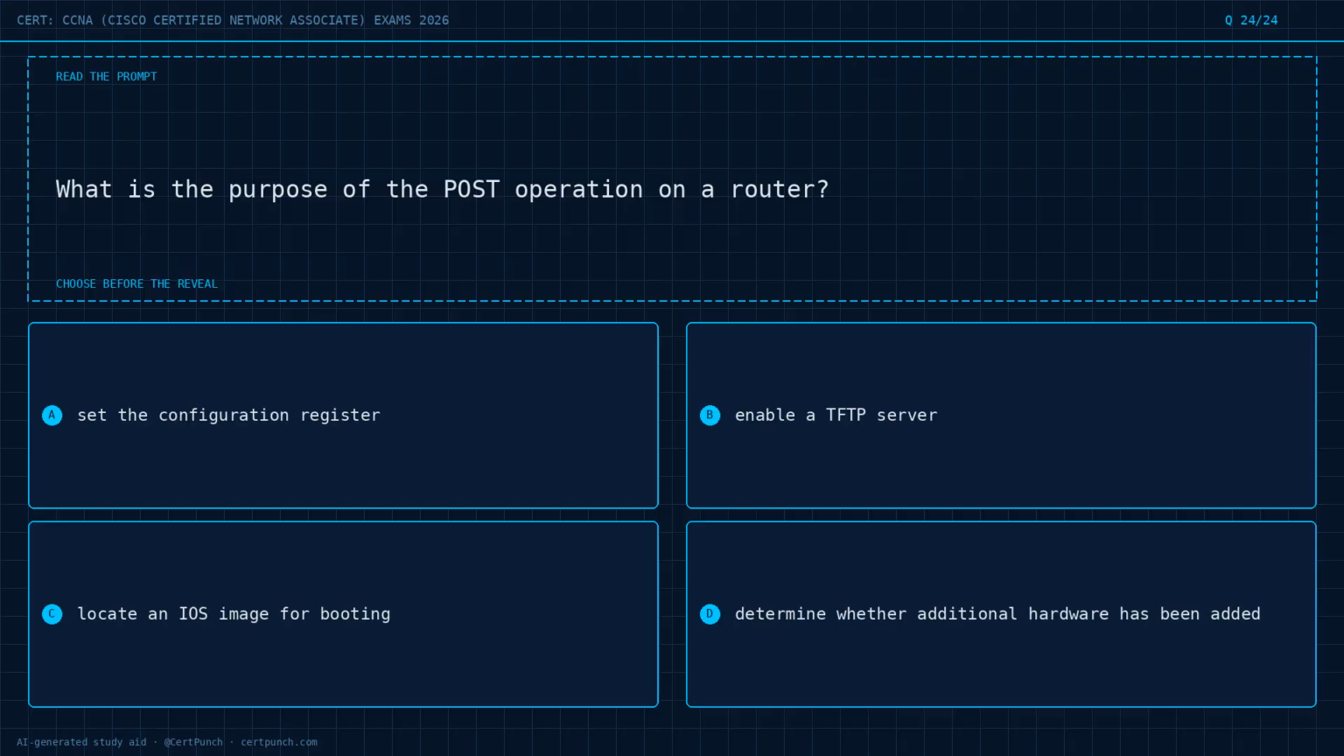Question 24 of 24. What is the purpose of the POST operation on a router? Option A, set the configuration register. Option B, enable a TFTP server. Option C, locate an IOS image for booting. Option D, determine whether additional hardware has been added. Make the call before the reveal. Hold the line on it.